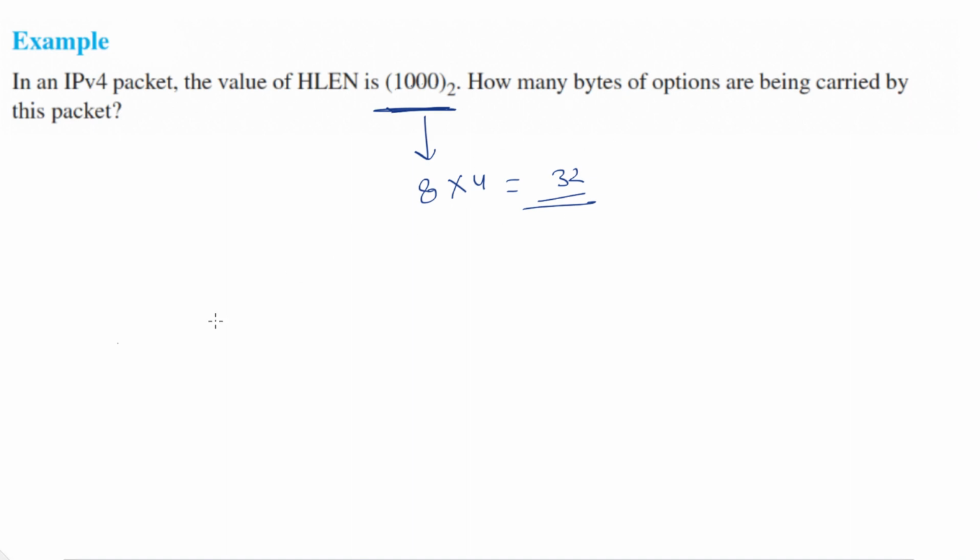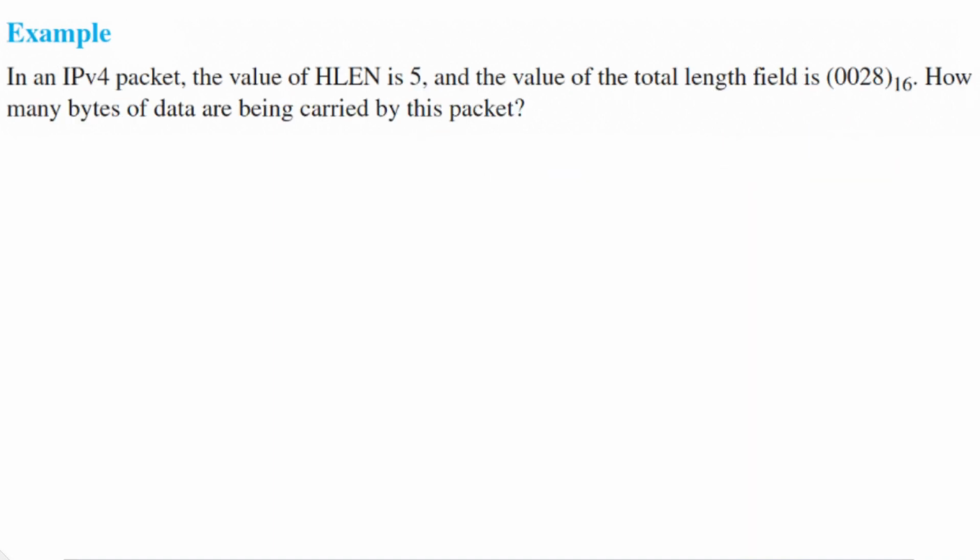So out of those 32 bytes, 20 bytes are for the header without options, and then we have the options after 20 bytes. So what do you think? This is 20 and the total is 32, which means 12 bytes are for options, right? 12 bytes are for options. So I hope that is okay. Now let's move to the next question.